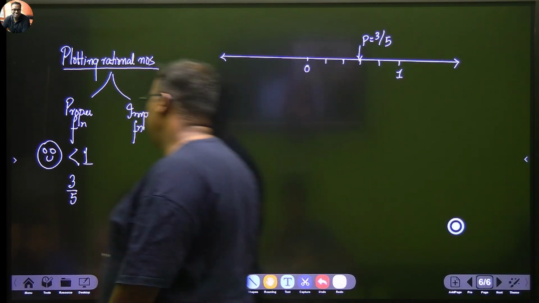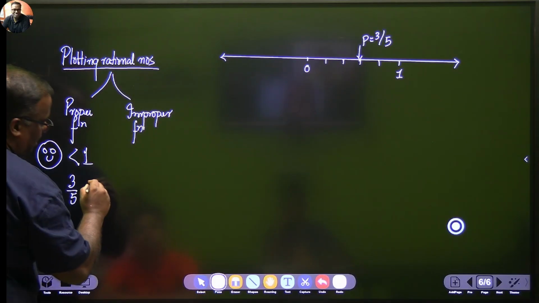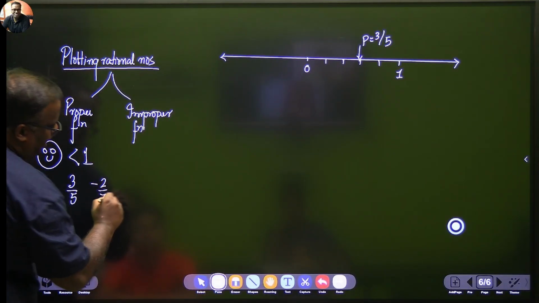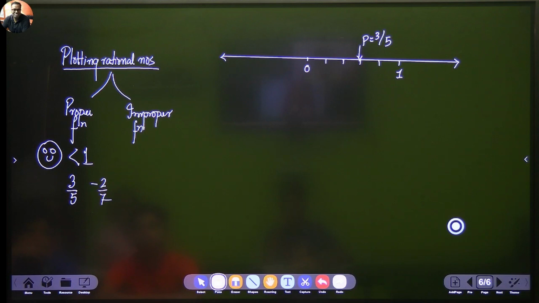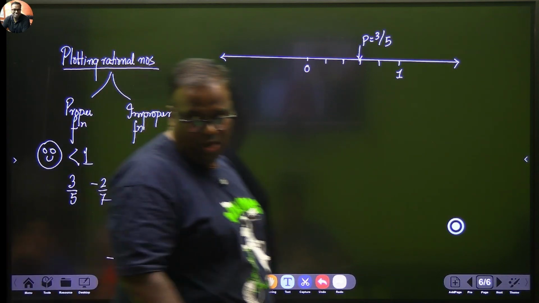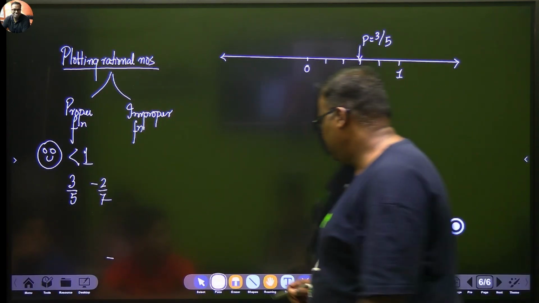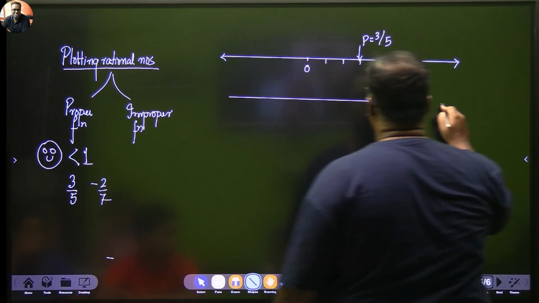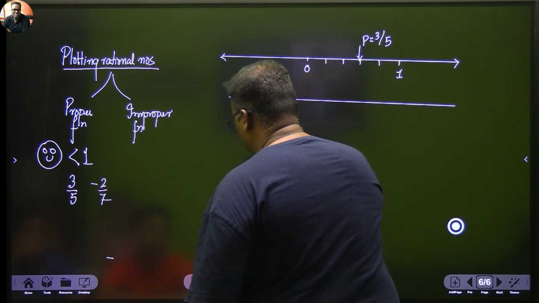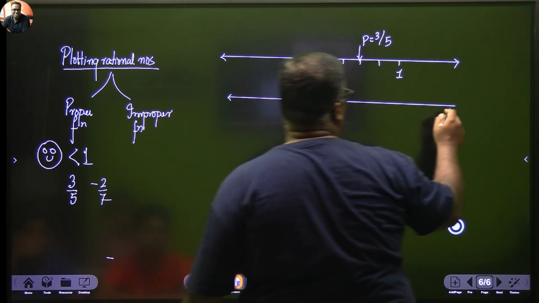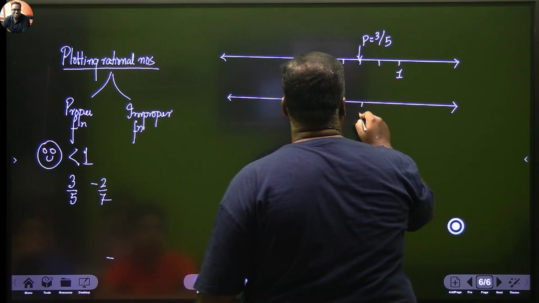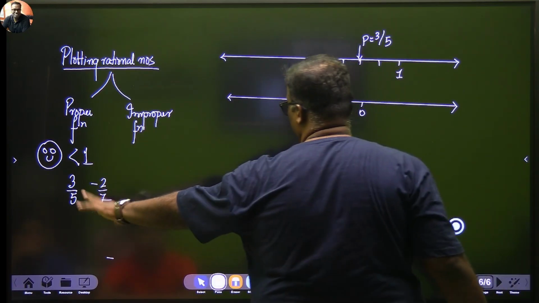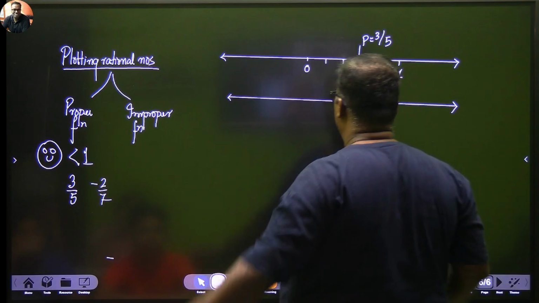Let's take a negative number also. Let our negative number be negative 2 by 7. Agreed? Is negative 2 by 7 less than 1? Yes. So how do we plot negative 2 by 7? We draw another number line. And this time our plot will be on which side? Negative side. So let's say we make it 0. What is the denominator? 7. So how many parts we divide?